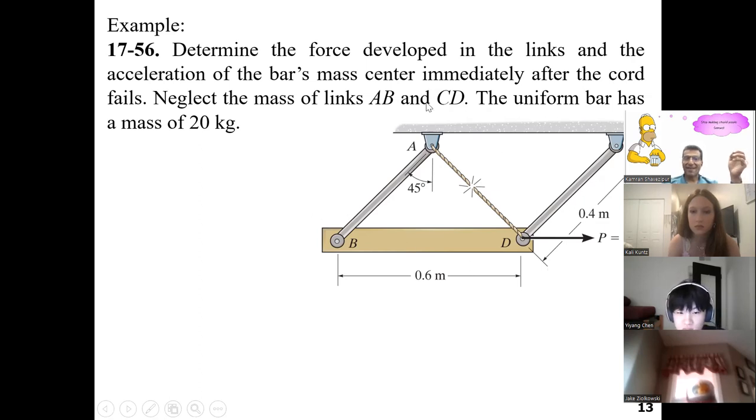And you want to find, immediately after cutting this, how much force is created in the links AB and CD. So you guys draw these things. And just to see what kind of motion this has, if you look at the bar BD, what kind of motion does it have?